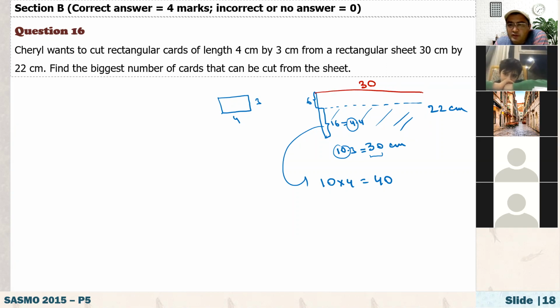I'm just wondering, Fikriye, how can it cut actually? Can it cut from here? Just finding the area and dividing doesn't give us the correct answer because, as I showed you in the first example, if it's too thin, you cannot cut any card whose dimensions are 4 and 3. Okay.